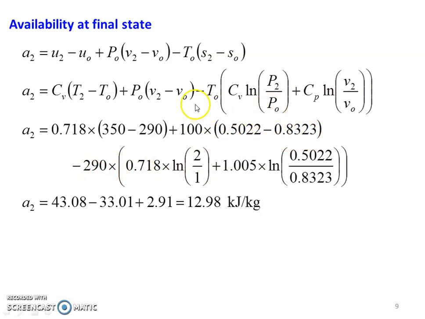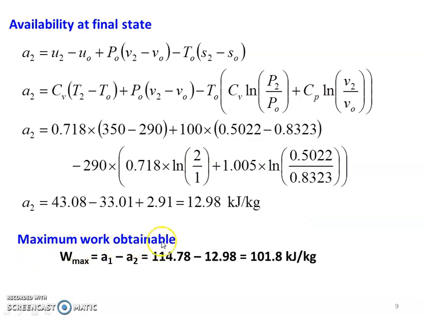Minus TO, that is 290 into CV 0.718 into logarithmic of 2 by 1, plus CP 1.005 into logarithmic of 0.5022 divided by 0.8323. So, calculating, the first term is 43.08. The second term becomes a negative value, negative into 100 equals minus 33.01. The entire last term is negative, and with the negative sign it becomes plus 2.91. So A2 equals 12.98 kilojoules per kilogram.